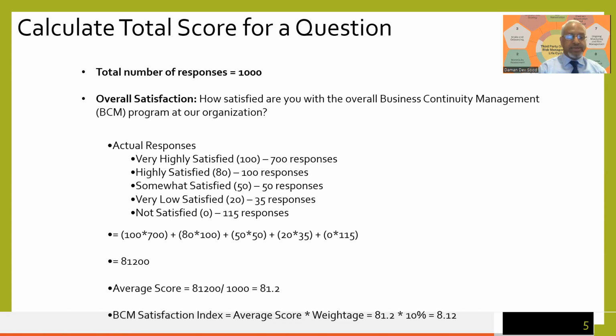Then you calculate this way: 100, which is here, into 700, which means number of responses multiplied by the weightage that you had put. And keep adding those so that you get the total score for this one question as 81,200. So the average score comes out to be 81.2. Hence, the BCM Satisfaction Index is the average score, which is 81.2, into weightage, which was 10% in first iteration. My recommendation, keep it the same for all, 10%. So your BCM Satisfaction Index comes out to be 8.12. Simple. Let's quickly have a demo of the tool that I've developed.